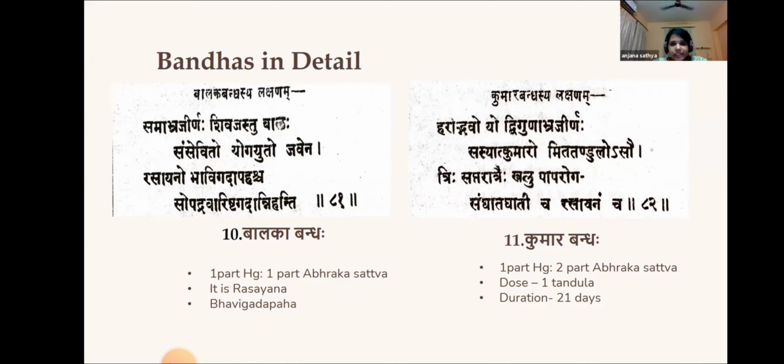In Kumara Bandha, the proportion will be 1:2. The Parada is 1 and Abharga Sattva is 2 parts. So that is Kumara Bandha. In Kumara Bandha, the duration as well as the dose is also mentioned for therapeutic administration. It can be given up to 21 days as mentioned by Acharya Rasavagbhata. So Saptri Saptaratre, it can be administered for 21 days. And it is Rasayana.